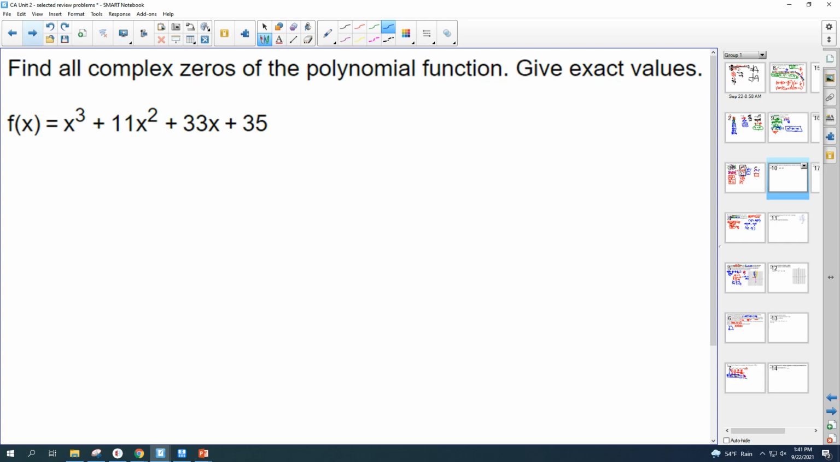Find all complex zeros of the polynomial function, give exact values. When they say complex, that makes me think of imaginary. It makes me think that some of the zeros are going to have imaginary parts, like complex. When I think of complex, I think of something like 2 plus 3i. So let that be a hint to you if it says something about complex. When I look at this graph, I expect there to be 3 zeros. All right, let's look at what happens when I graph it on Desmos.